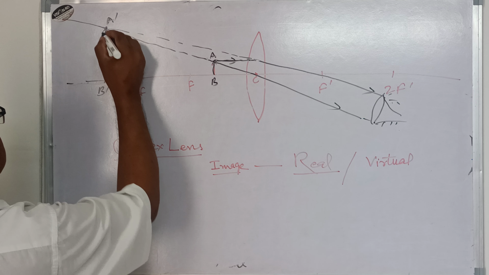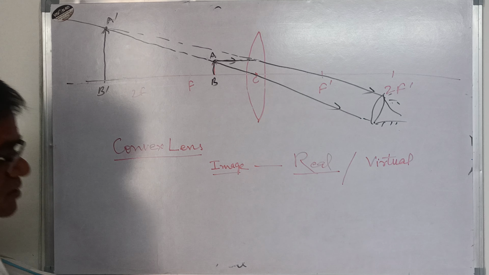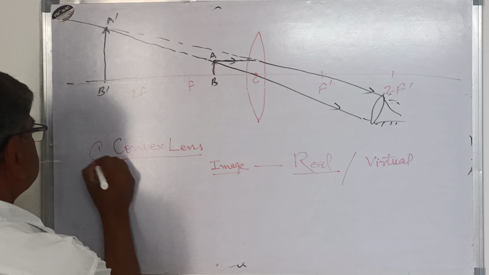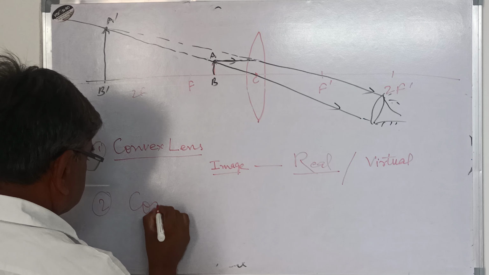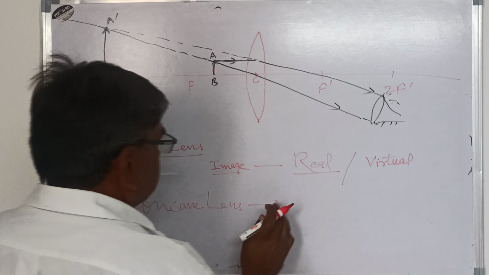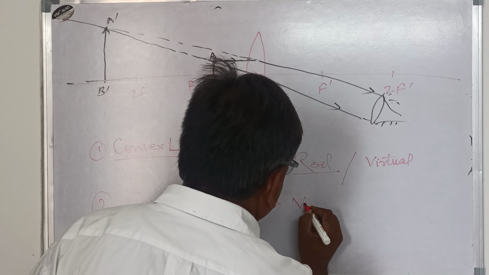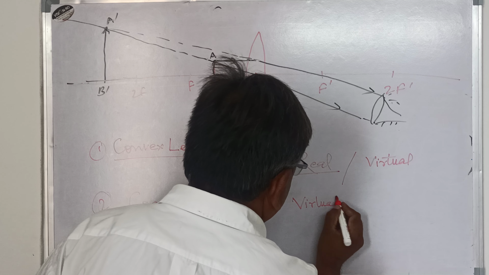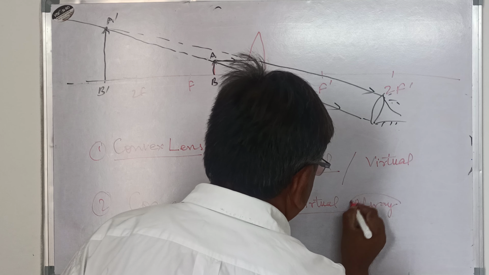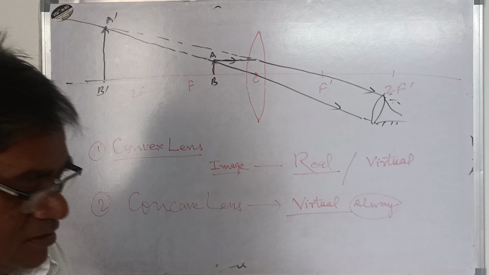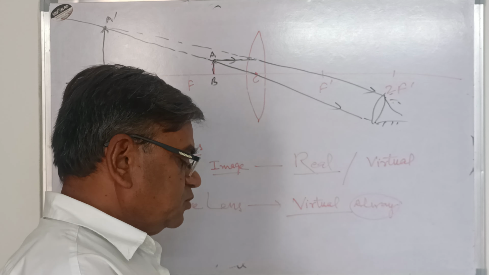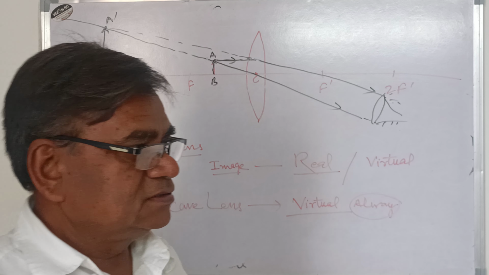So the image is virtual image. This is the only case. And in case of concave lens, image is always virtual. Why is it so? Always virtual, always. Why always? Because this being the diverging lens, the rays don't cut actually at any point. So this is the answer.